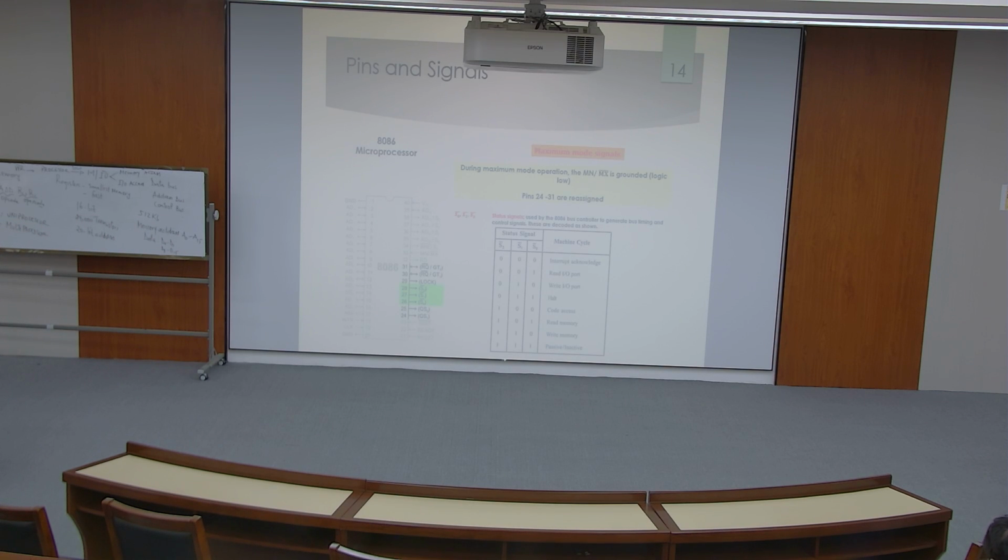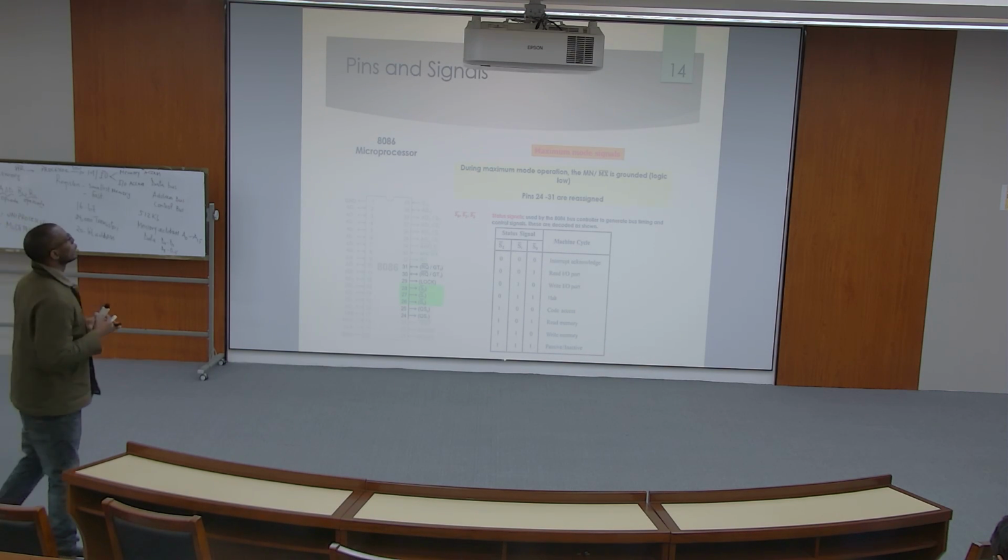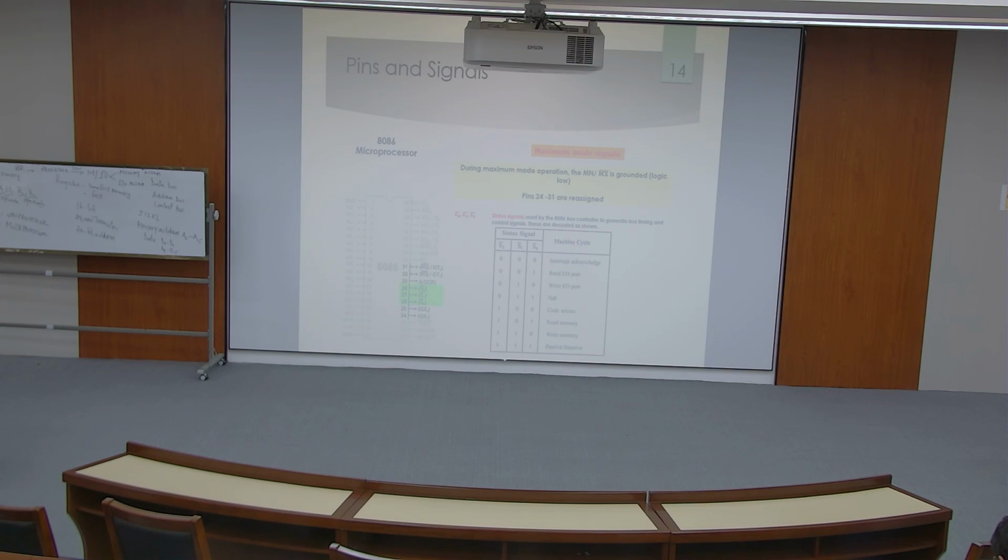Now, maximum mode. We have seen that our microprocessor 8086 can work in minimum and maximum mode. And now it's time to see when it is set to work in maximum mode. During maximum mode, the min/max pin is grounded. That means it is logic low. Now, again, pins number 24 to 31 are assigned. That means they are active. We have pins 26 till 28.